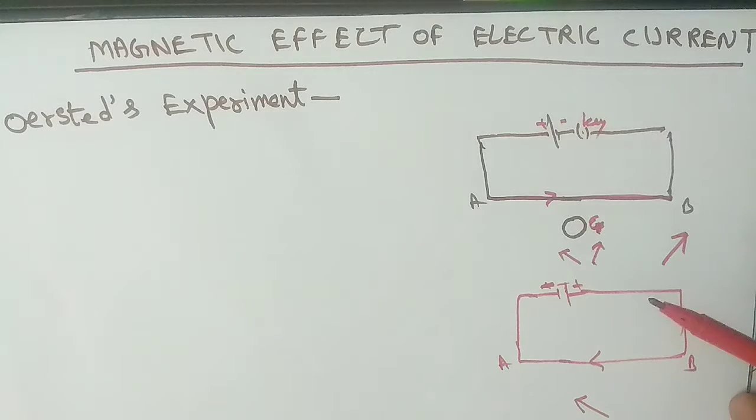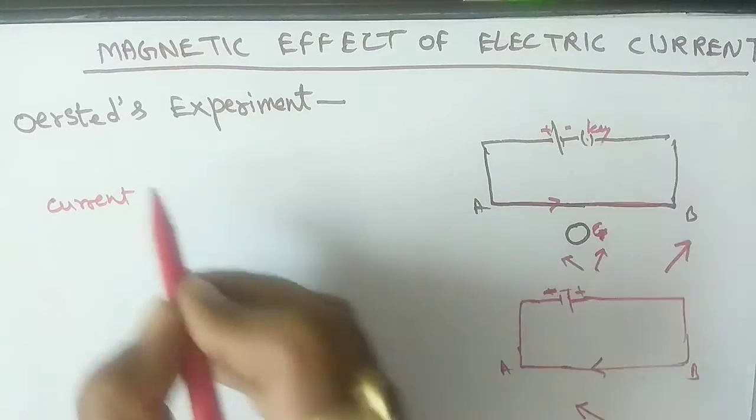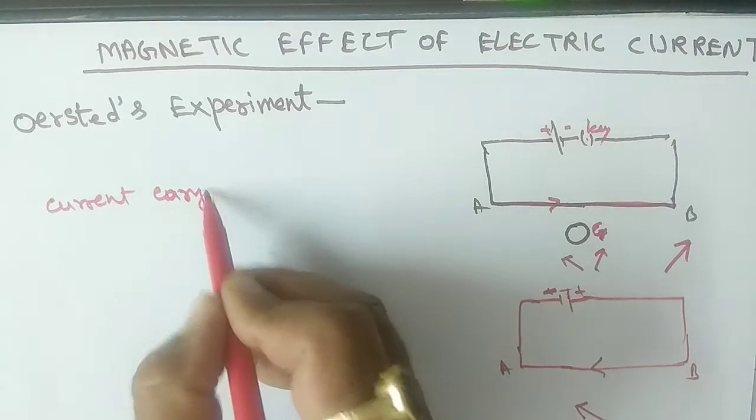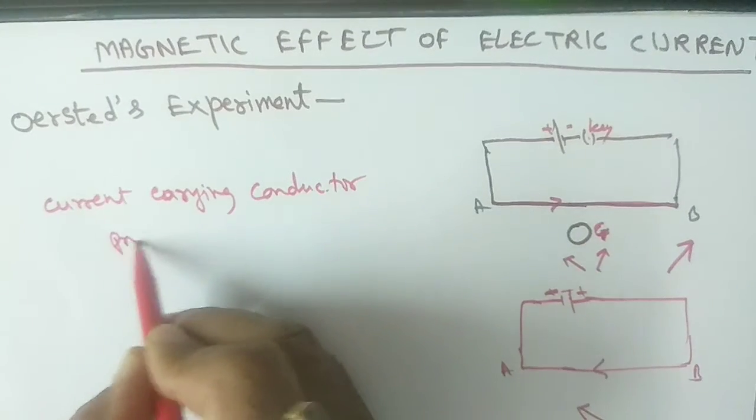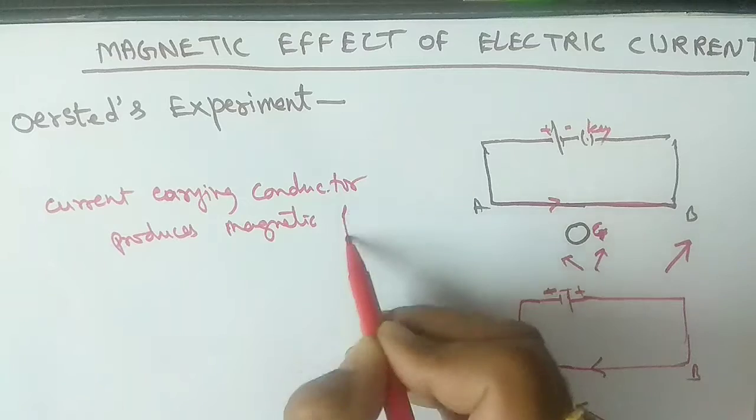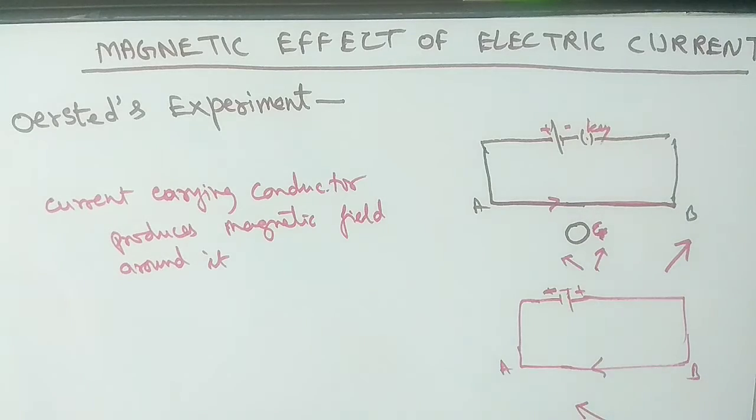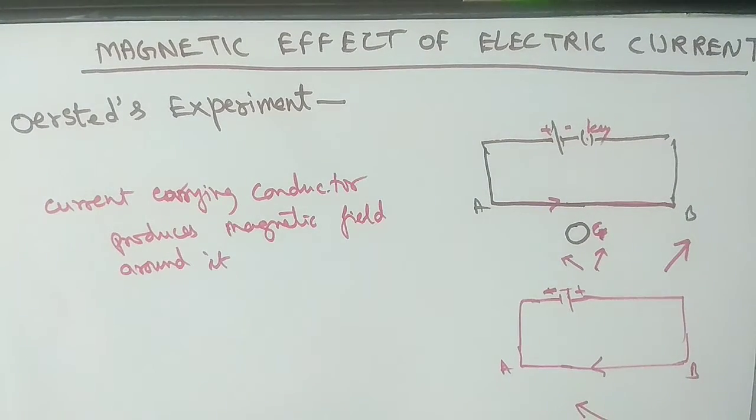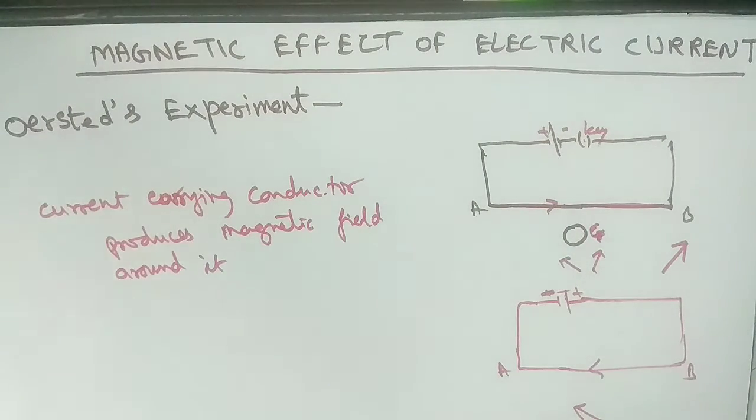So the Oersted experiment shows, and this is its conclusion, that a current carrying conductor produces a magnetic field around it. It means electric current can produce a magnetic field. Now we know very well what a magnet is and what a magnetic field is.